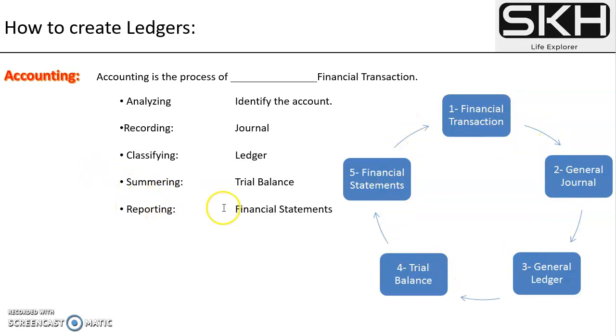What about the fourth and fifth point? These topics we will learn in the coming video. The step number 4, we summarize our account, and that is done in trial balance. And finally, the reporting, which means the financial statements. Do not forget, the purpose of the business is to make profit, but the job of accounting is to calculate the profit. So being an accountant, our job is to tell business how much profit they are making or how much loss they are suffering, if there is any loss.